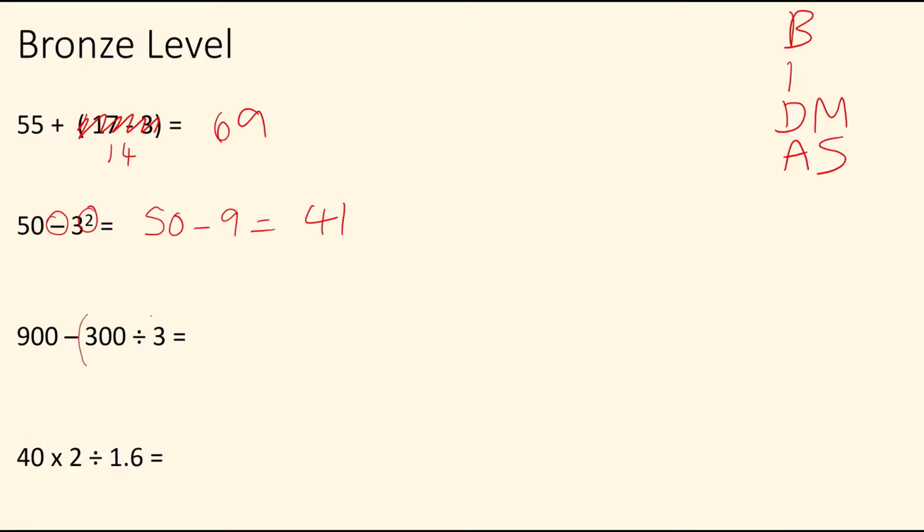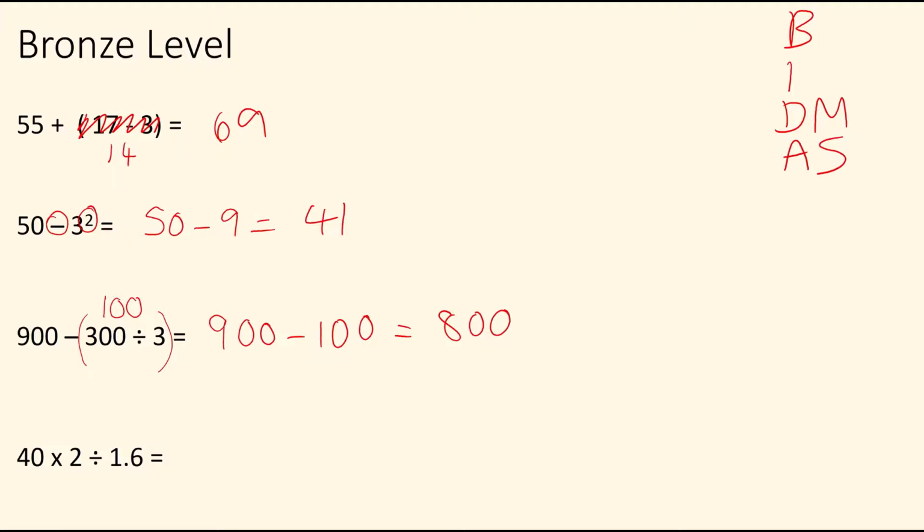I'm just going to put a pair of brackets around there. It kind of visually reminds me that that's what I'm applying the division to. So 300 divided by 3 is 100. So that is actually 100. So what we're seeing now is just that, which equals 800.